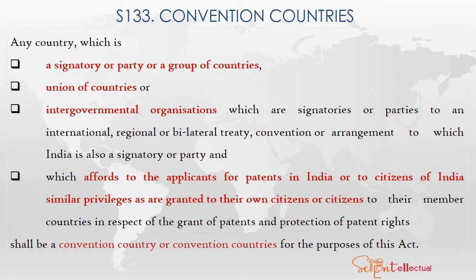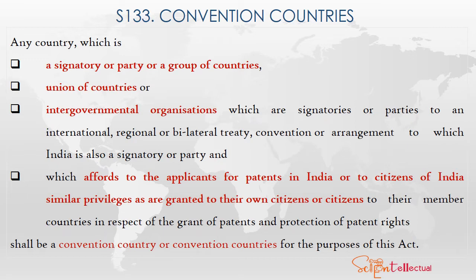Section 133, Convention Countries. Any country which is a signatory or party, or a group of countries, union of countries or intergovernmental organizations, which are signatories or parties to an international, regional or bilateral treaty, convention or arrangement, to which India is also a signatory or party, and which affords to the applicants for patents in India or to citizens of India similar privileges as are granted to their own citizen or citizens, to their member countries in respect of grant of patents and protection of patent rights, shall be a convention country or convention countries.